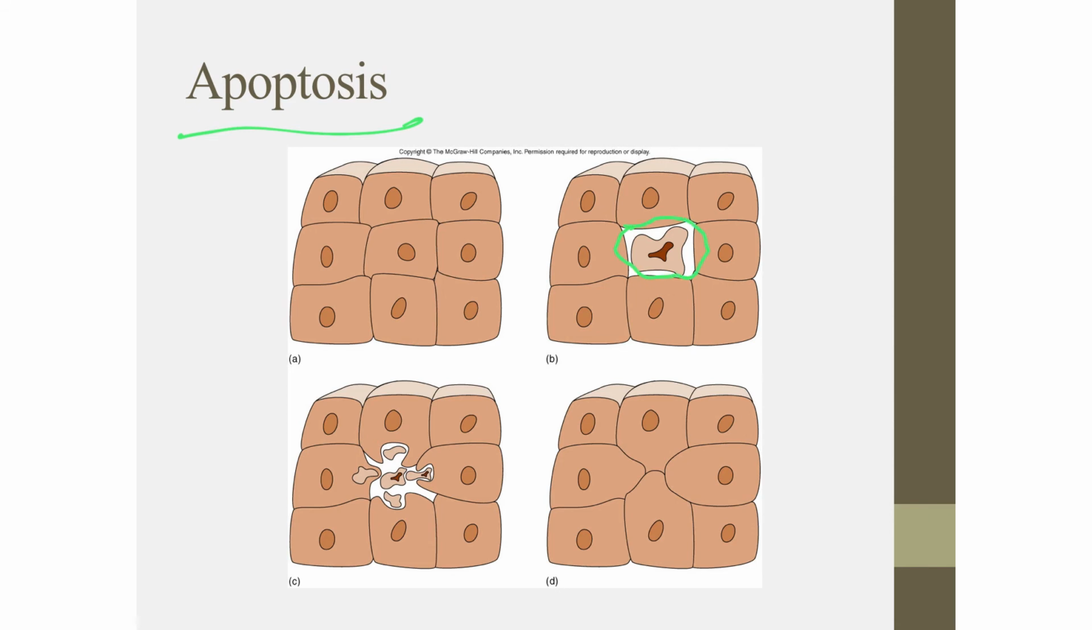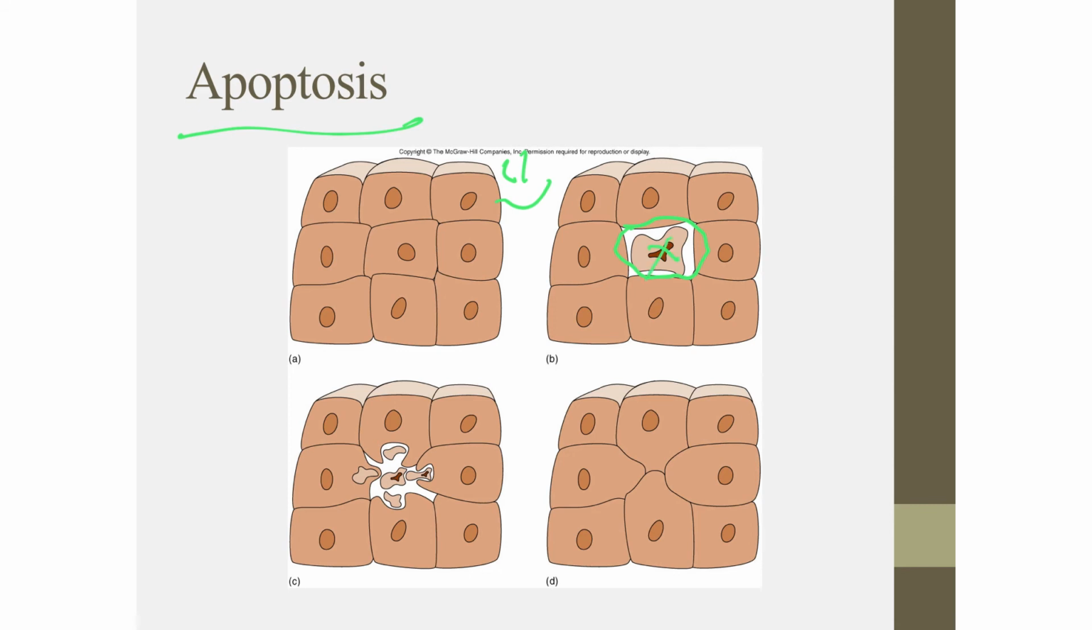All right, so in A, we have nice, normal, healthy tissue, right? Yay! Then we have a cell that has become pleomorphic. Some sort of irritant was introduced into the body, and this cell adapted, and eventually we got a pleomorphic cell. It's got abnormal nuclei, so we hate it.